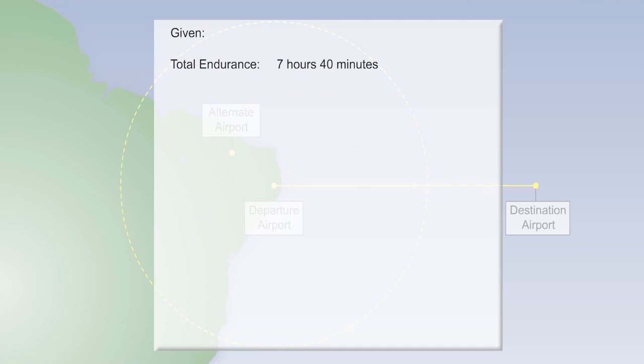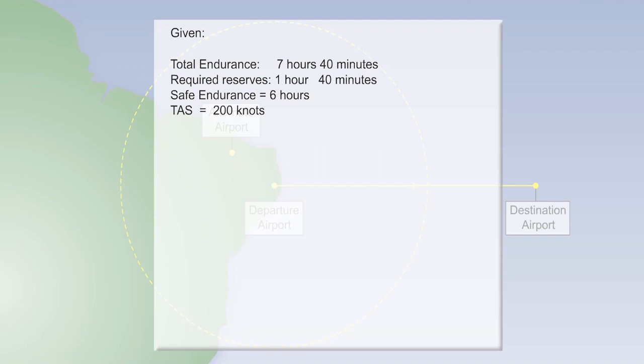Let's go through it. Your total endurance is 7 hours and 40 minutes. However, the required reserves are 1 hour and 40 minutes. These must be available on arrival back at the departure airfield. This leaves 6 hours safe endurance.